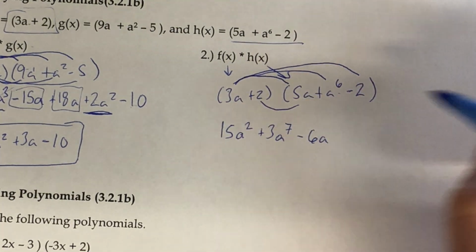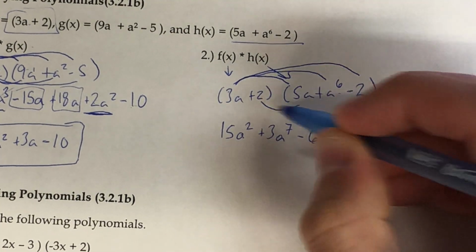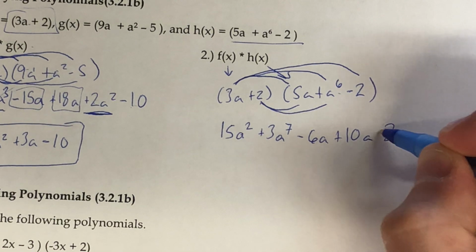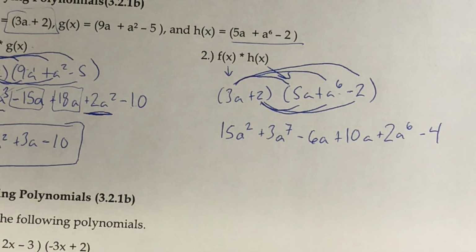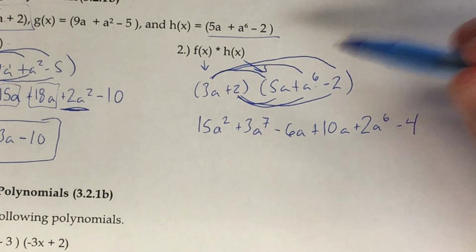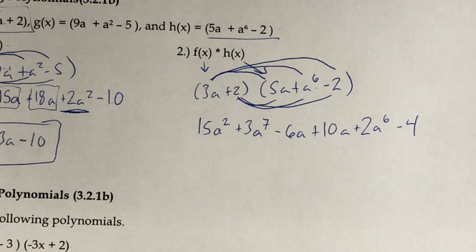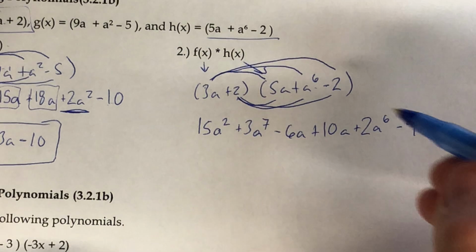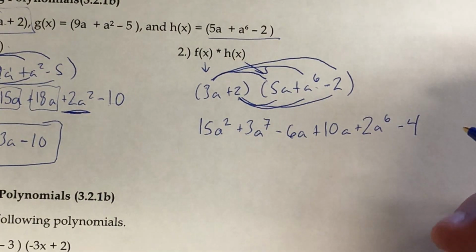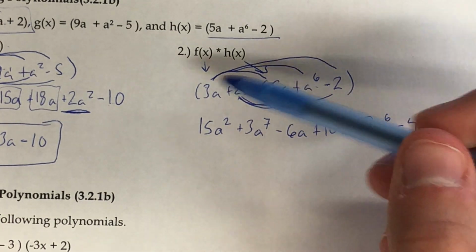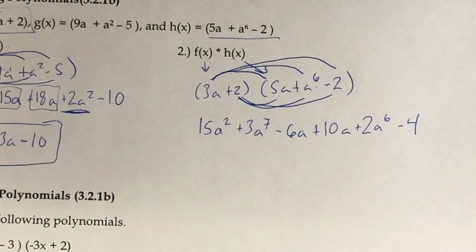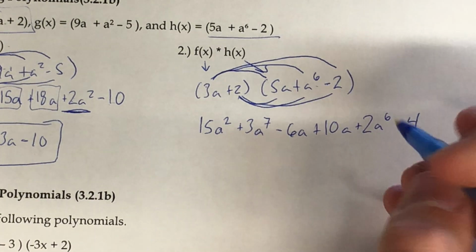Move on to 2. 2 times 5a is 10a. 2 times a to the 6th is 2a to the 6th. 2 times negative 2 is negative 4. Okay, 6 terms. Notice each of these is separated by addition or subtraction depending on if it's a positive or negative number. Now let's combine like terms if we have any. And also, it's good to write it in descending order, so highest to lowest exponent, finishing with just a number if you have one.